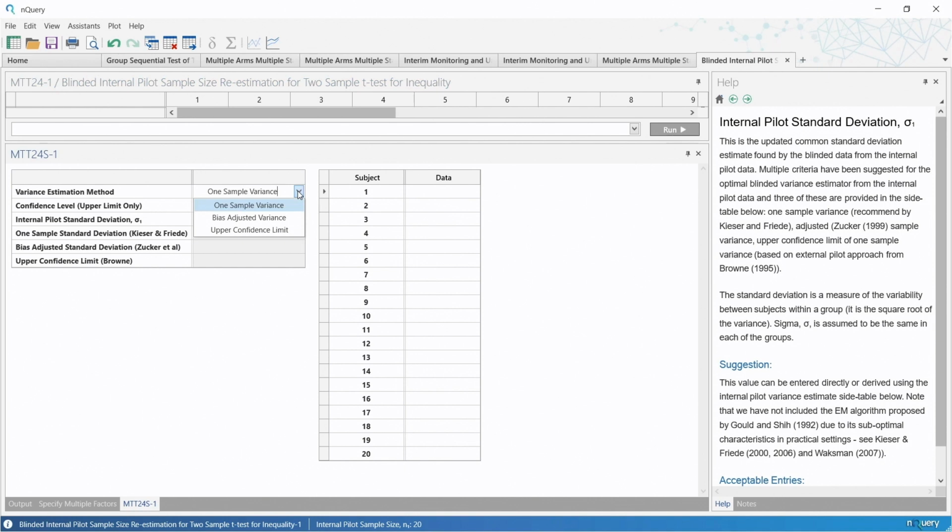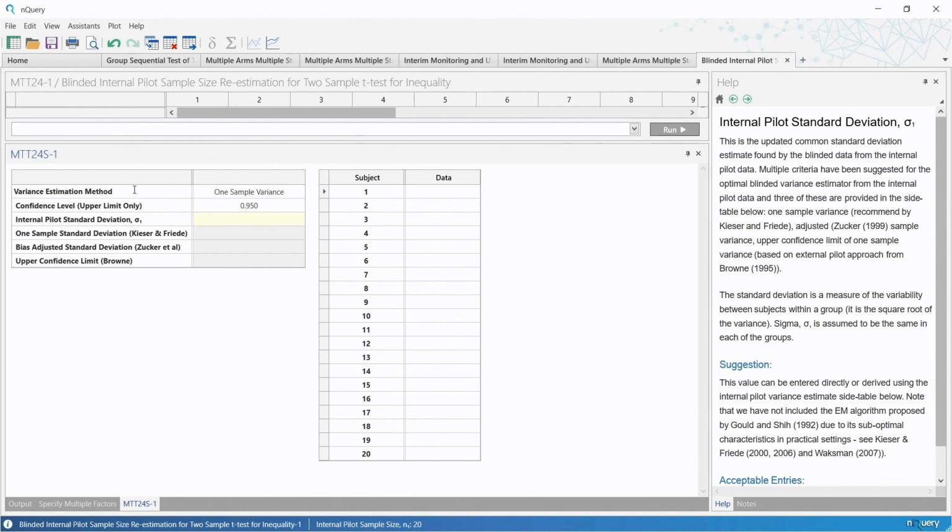We have three different rules for how to calculate the variance or standard deviation. There's the one sample variance, in which we simply take the overall variance for the internal pilot as being equal to the per group standard deviations. We have the bias adjusted variance, which attempts to remove the effect of the between group difference effect. And then there's the upper confidence limit approach, which is from the external pilot data study literature, in which we take the upper confidence limit for our estimate of the variance and standard deviation based on the size of the internal pilot.